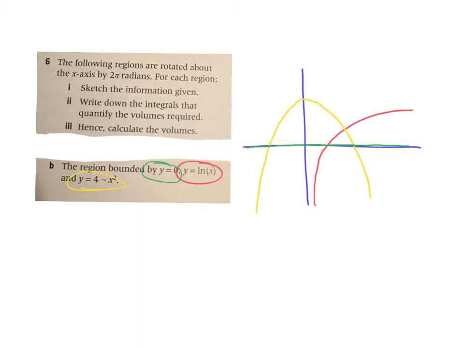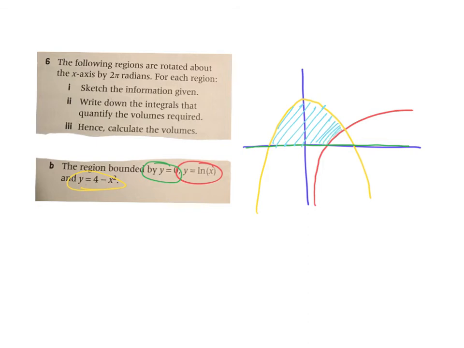Okay, for 6b, we've got a region rotated a full 2 pi radians, or 360 degrees, around the x-axis. So first thing we're going to do is sketch it. That's always a brilliant idea. So here we have that. Y equals 0 is just that line right there. Y equals the natural log of x looks kind of like that. And then y equals 4 minus x squared is that one. And so the region that is bounded by all of those is roughly this one right there.